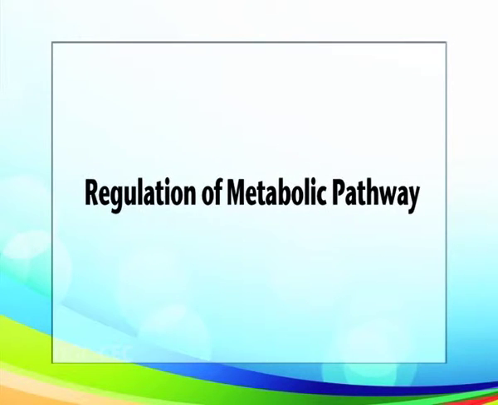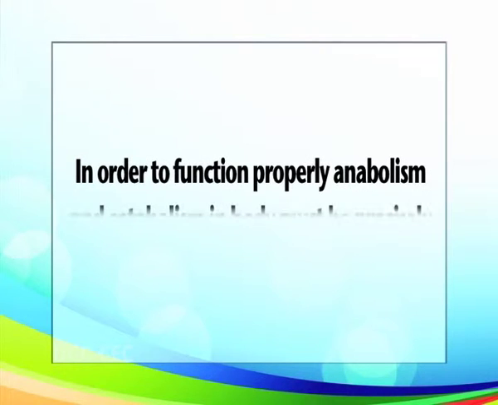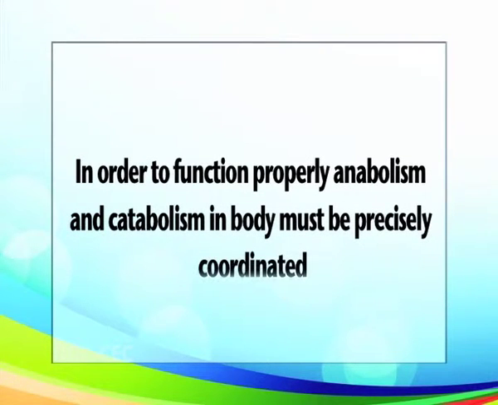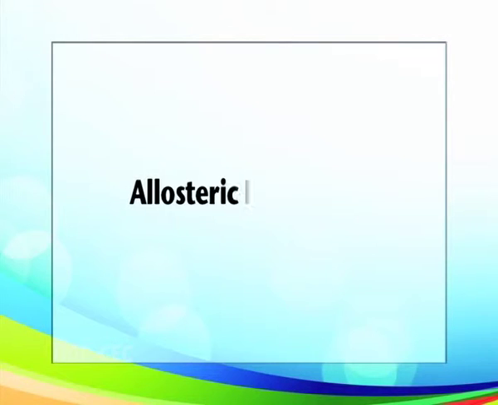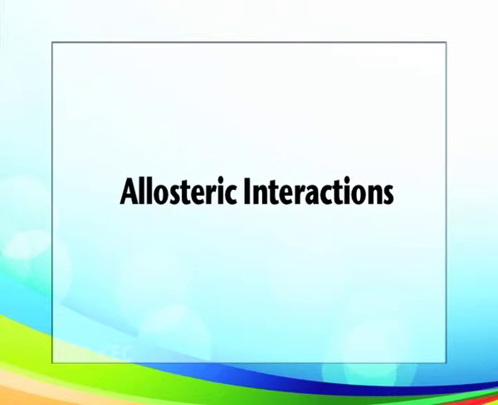Now let's talk about regulation of metabolic pathways. In order to function properly, anabolism and catabolism in the body must be precisely coordinated. Metabolic networks sense and respond to information on the status of their component pathways. The information is received and metabolism is controlled in the following ways. First, allosteric interactions.